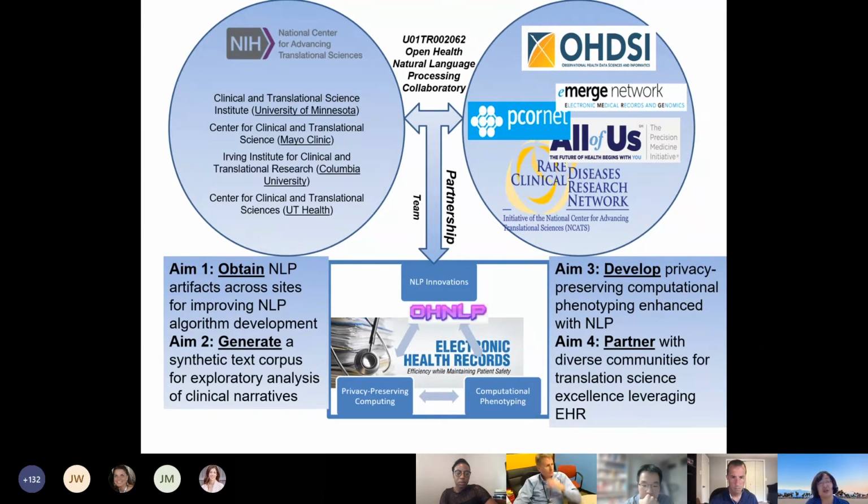So we have been working on trying to make NLP a commodity for clinical translational research and for observational studies. We have been trying to innovate in 4 different areas, as you can see here: trying to enhance multi-site NLP algorithm development, how to generate synthetic text data for training purposes, advancing computational phenotyping using privacy preserving mechanisms, and lastly trying to partner with different communities for leveraging the NLP technology for EHR-based study.